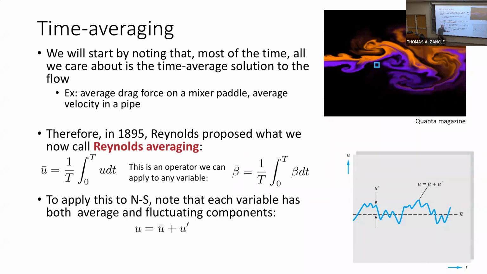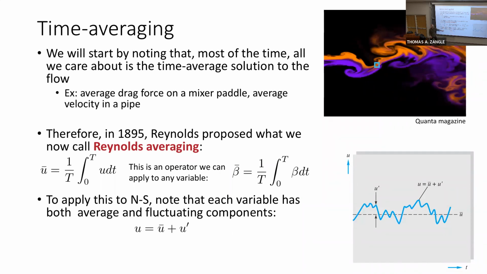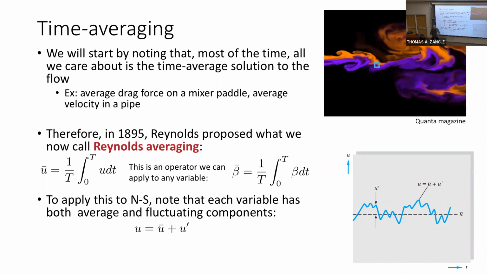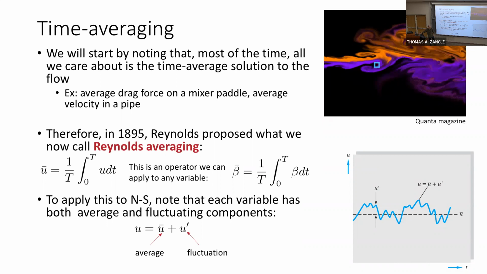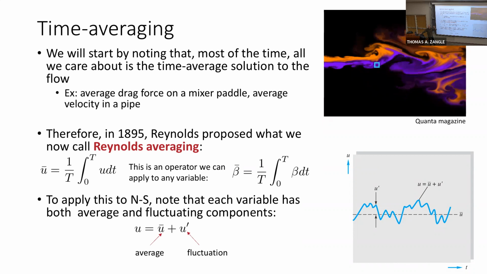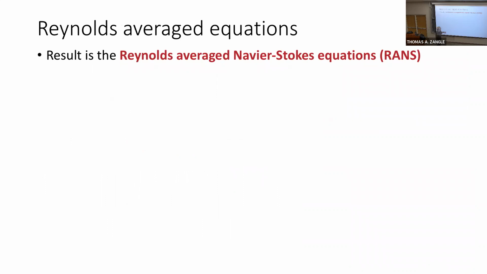We're going to take each variable and split it into its time average and fluctuating components, and plug that into Navier-Stokes. We get a new set of time average Navier-Stokes equations. The result is the RANS equation, the Reynolds averaged Navier-Stokes equation, which is fundamental to how we simulate turbulence. In a computer, in CFD, we use the RANS equations all the time to model turbulent flow.